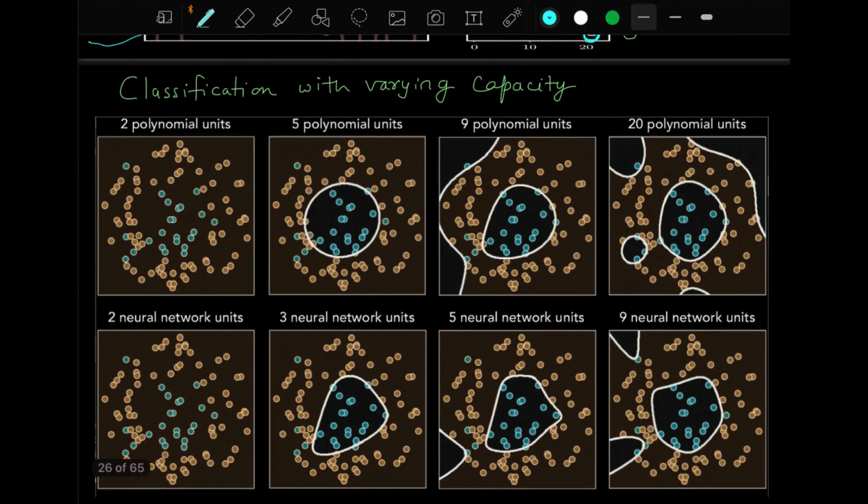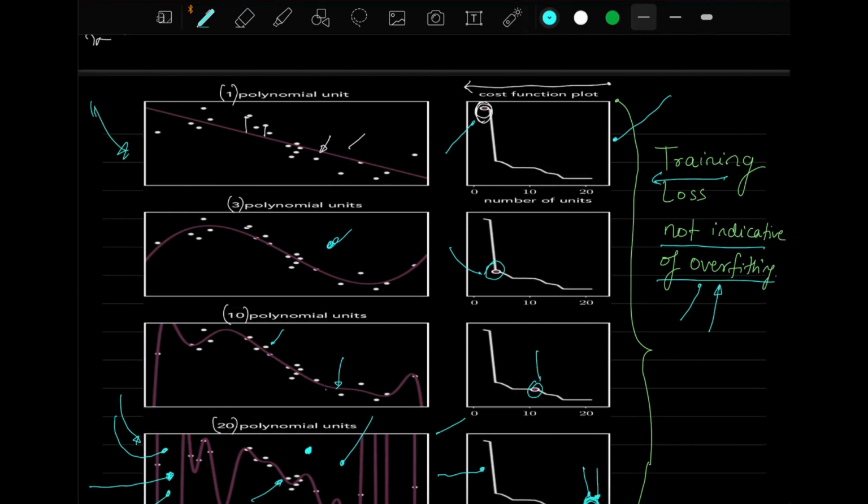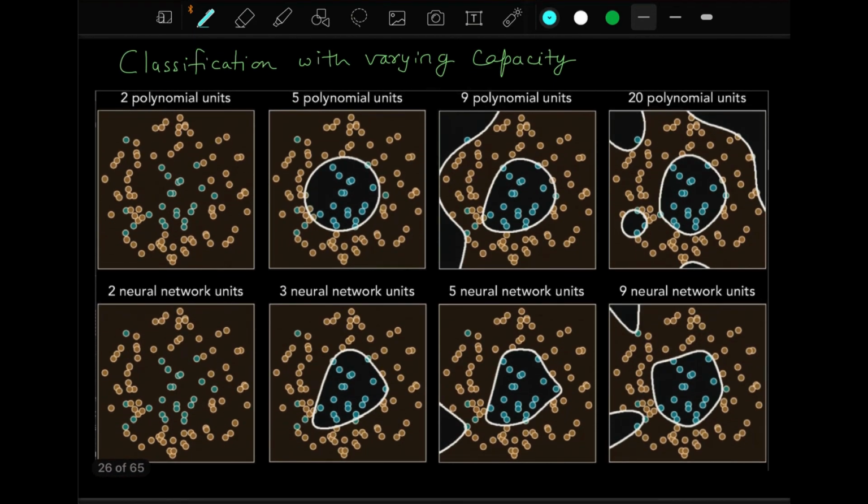This is in terms of the classification task; the previous one was for the regression task. This is the same story repeated for classification, and you can see this is a very simple case of overfitting, and this is underfitting. We will discuss all these terms, but for now you can understand that this curve is underfitting and this curve is overfitting, and the in-between curves vary in complexity as you increase the polynomial units from 2 to 5 to 9 to 20, and similarly for the neural networks also.